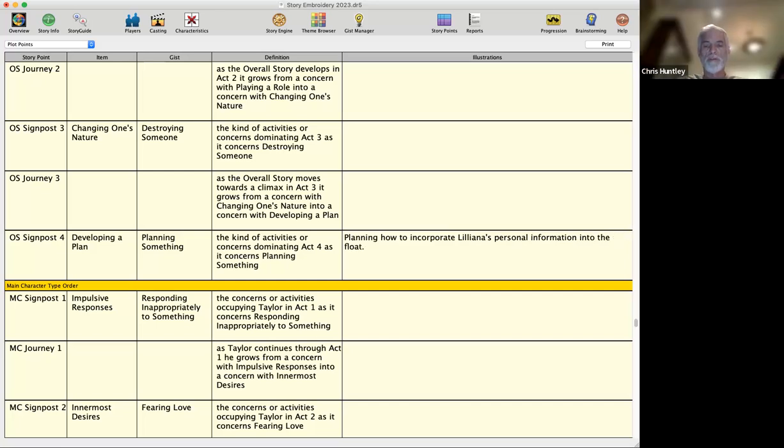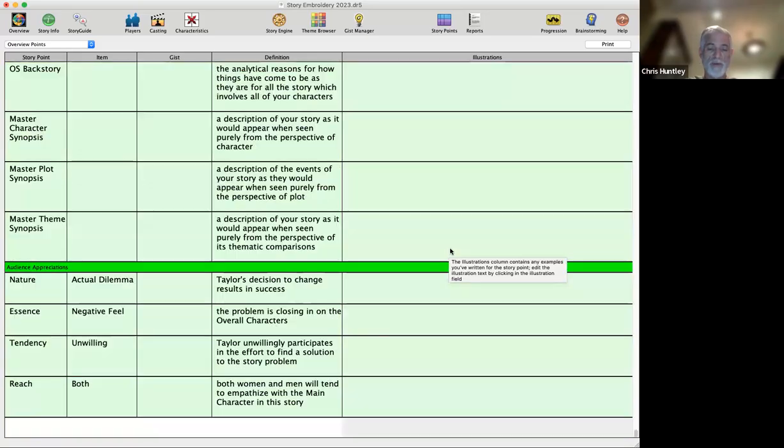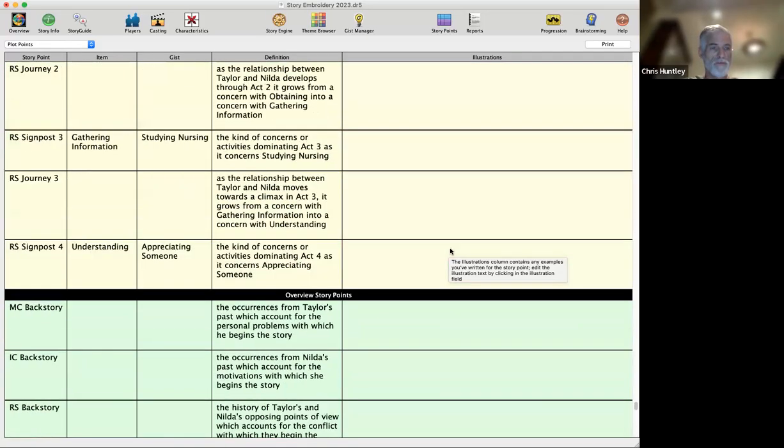Okay, so how to incorporate Liliana's personal information in the plot, which clearly leads to them getting success. The last point of that rather broad selection: appreciating someone. Oh, and now this is going to be with the nurse. Actually, nurse and Taylor. So they're arguing about planning the phony funeral.